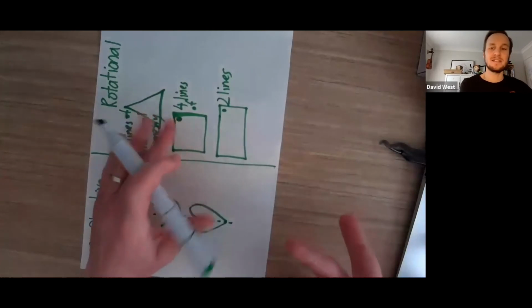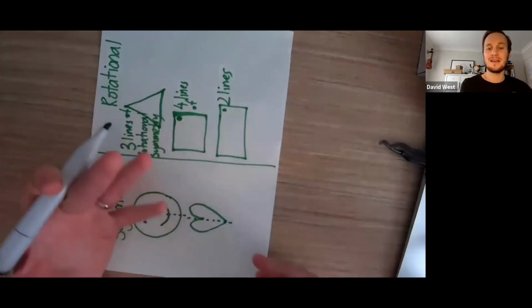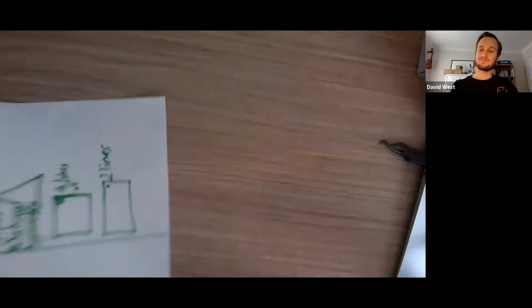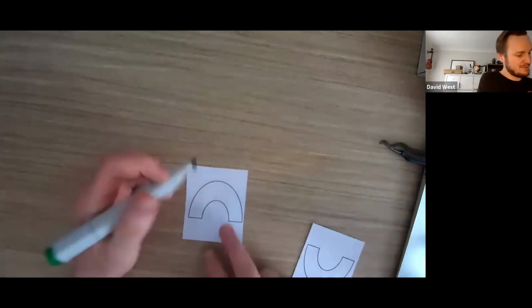Okay, so whichever side, it doesn't matter where it is, how many lines, how many times can you rotate it and have the same shape? Let's go through some more. Let's pick this shape, okay?